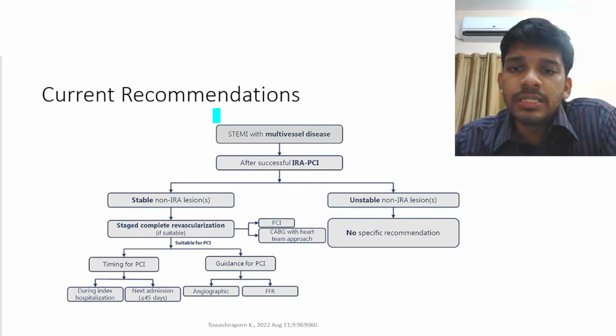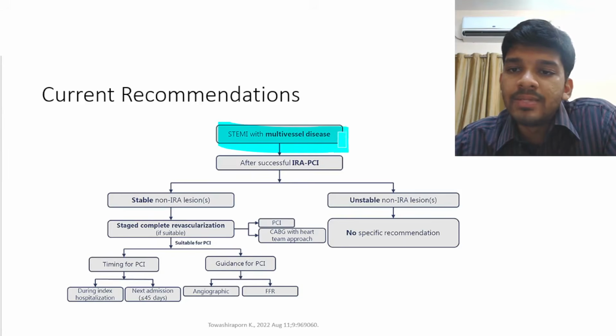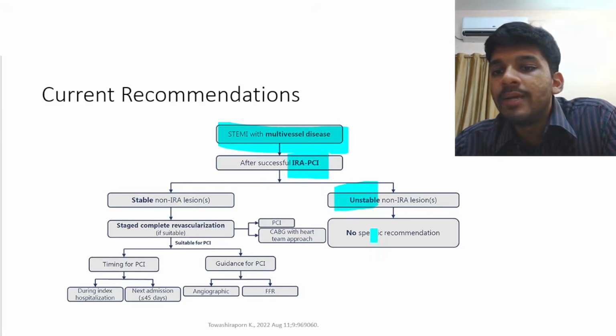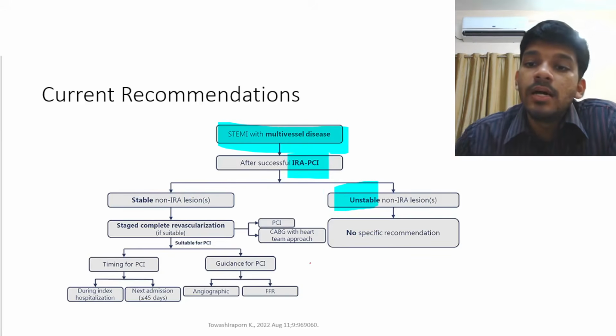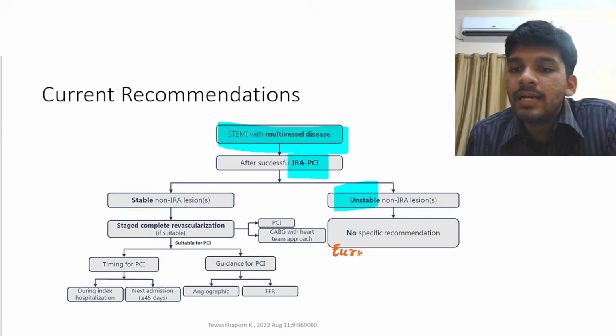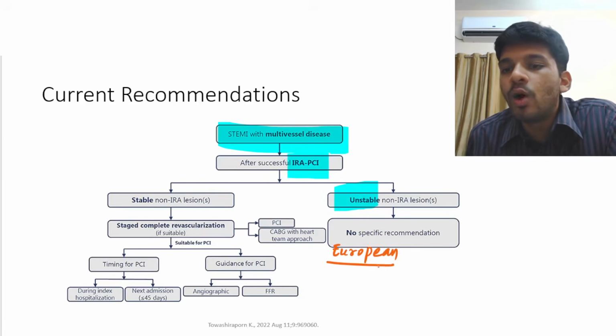The current recommendation is regarding STEMI with multivessel disease after successful infarct-related artery PCI. If it is unstable, your recommendations are not very certain, because your European guidelines in this case tell you that you should do non-IRA PCI.